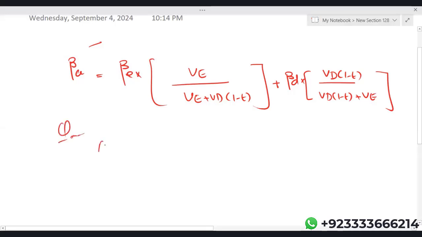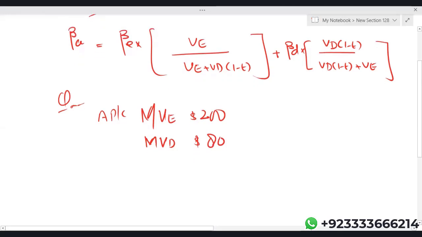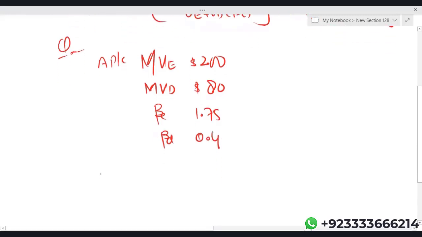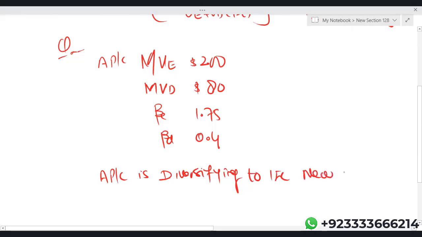Let's say APLC has a market value of equity of 200 million, market value of debt of 80 million, equity beta 1.75 and beta debt 0.4. APLC is diversifying to a new industry.